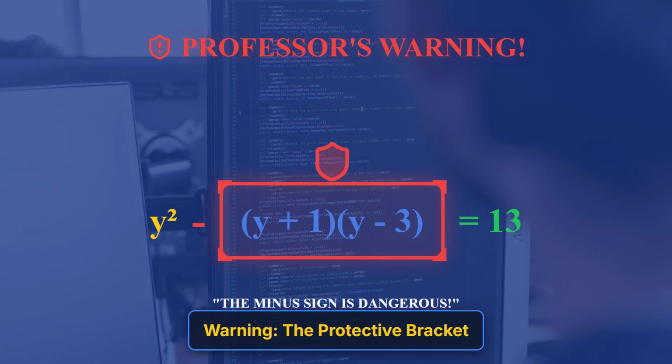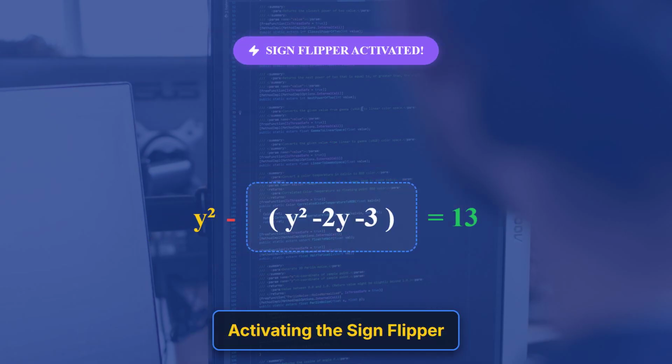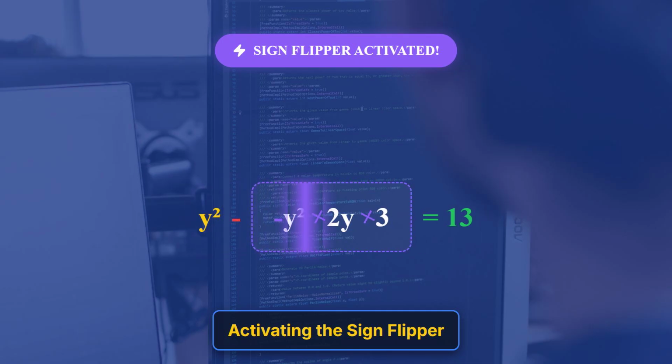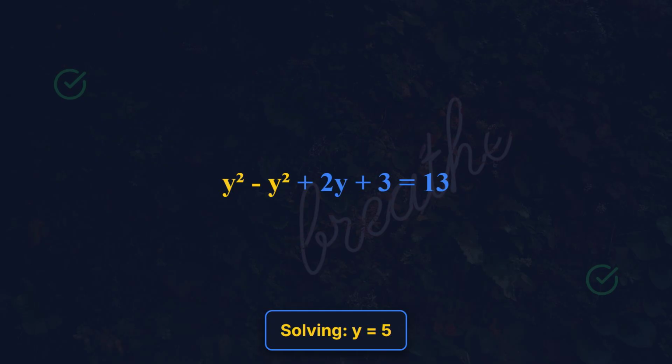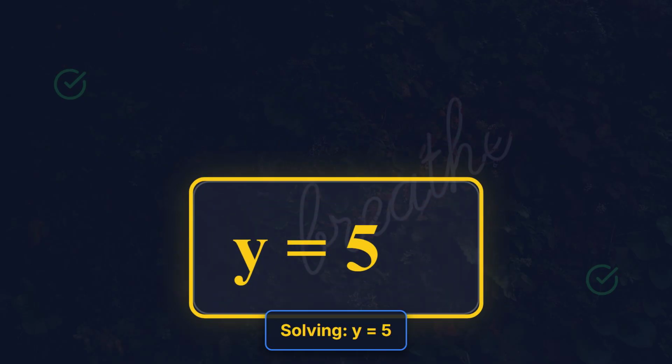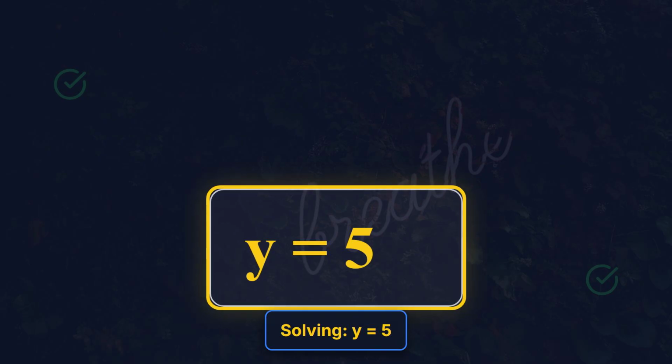Professor's warning. That minus sign sitting outside means the rectangle area is inside a protective bracket shell. When we expand inside to get y squared minus 2y minus 3, that negative sign outside acts like a total sign flipper for everything inside. Our y squared terms cancel out completely. This leaves us with 2y plus 3 equals 13. Subtract 3 to get 2y equals 10, divide by 2, and y equals 5.